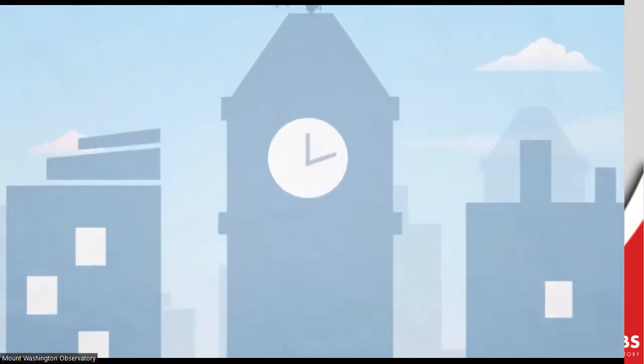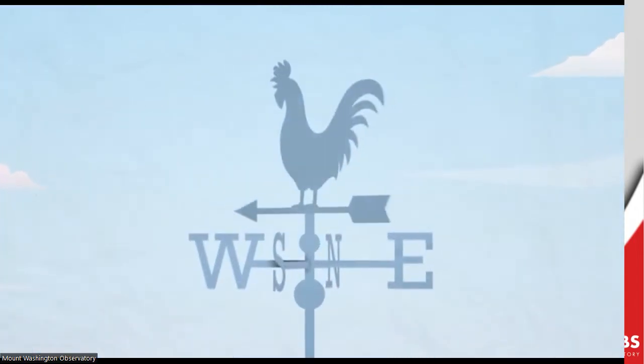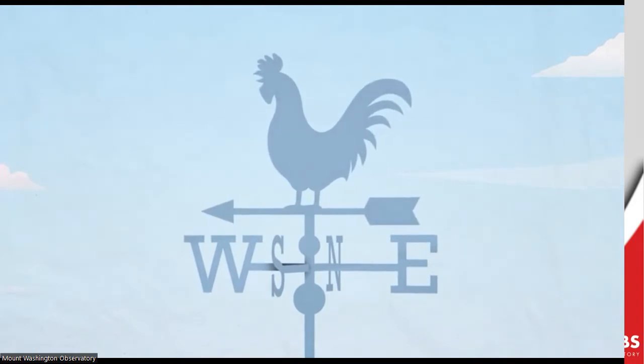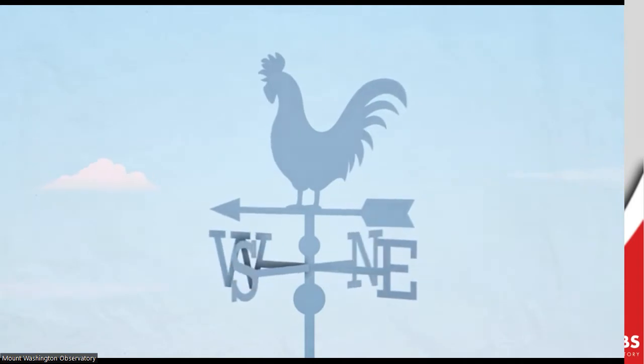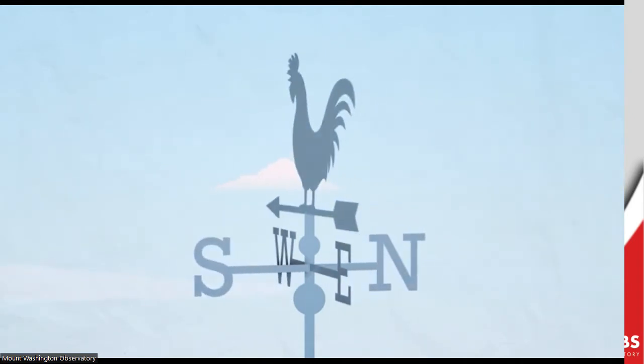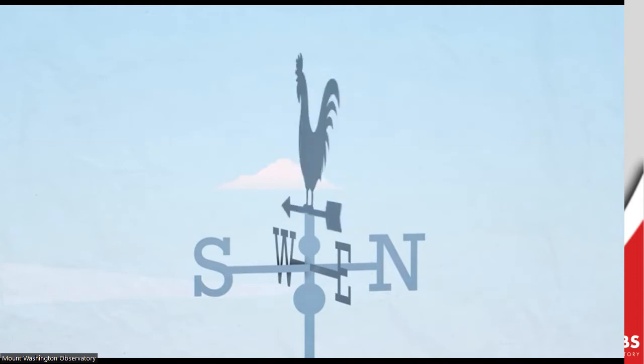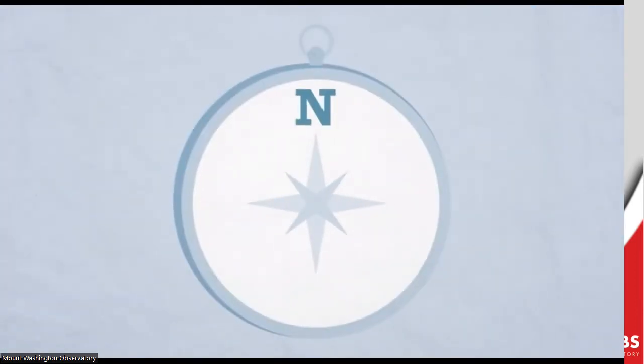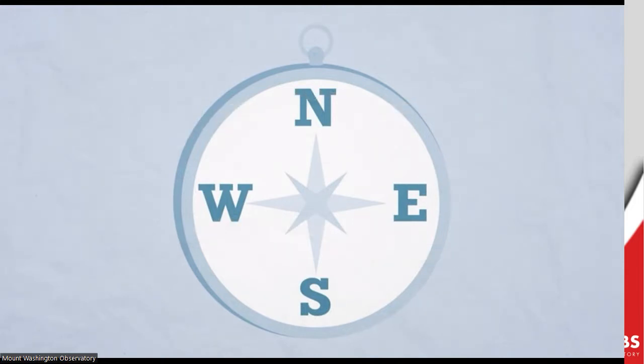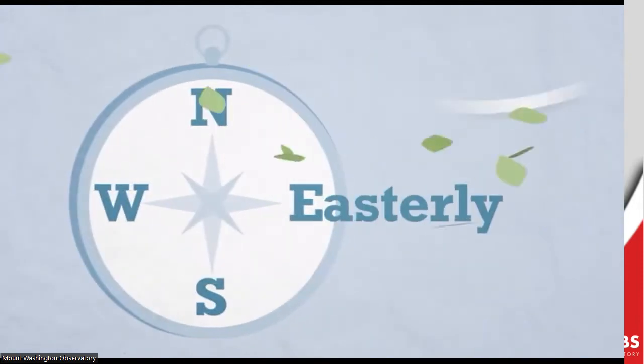A wind vane is used to show wind direction. It is placed on top of a building or a large pole called a mast, and the wind causes it to move and point in the direction that the wind is coming from. For describing wind direction, we use compass points: north, east, south, and west. Wind direction is the direction wind is blowing from, not where it is blowing to. Therefore, if wind comes from the east, we call it an easterly wind.